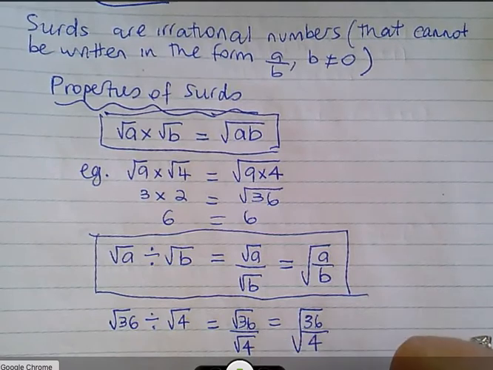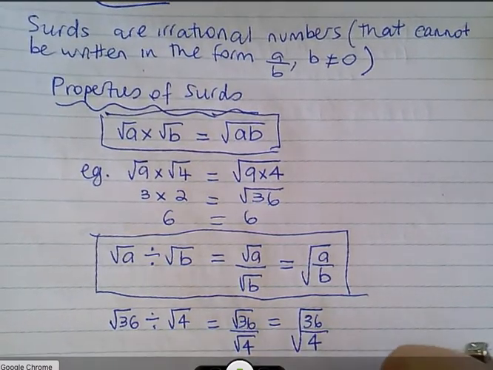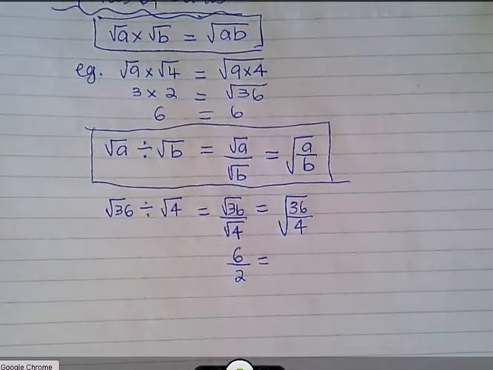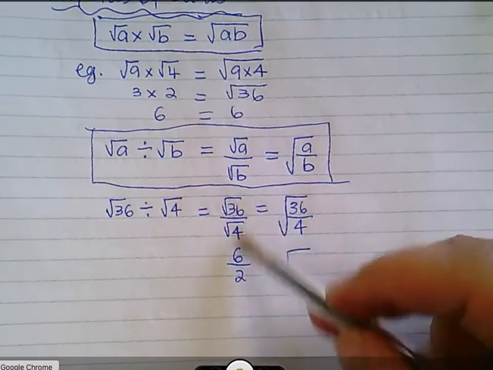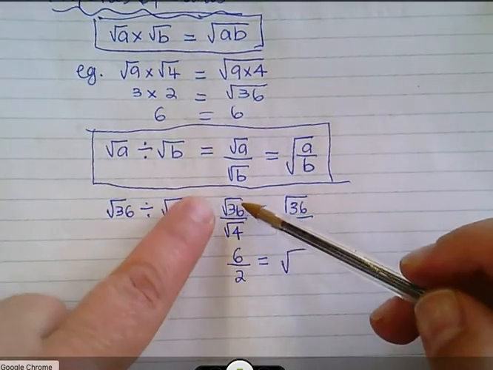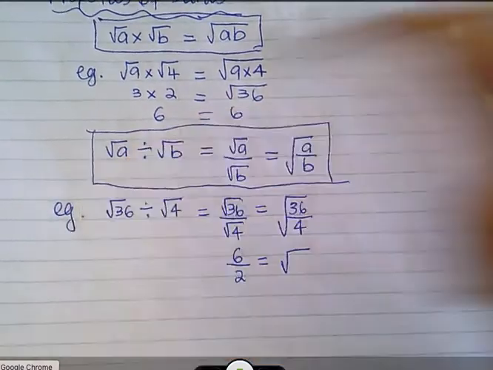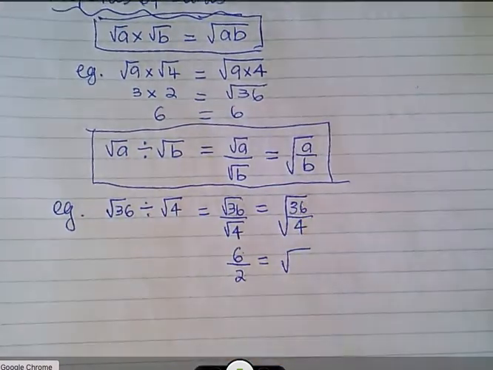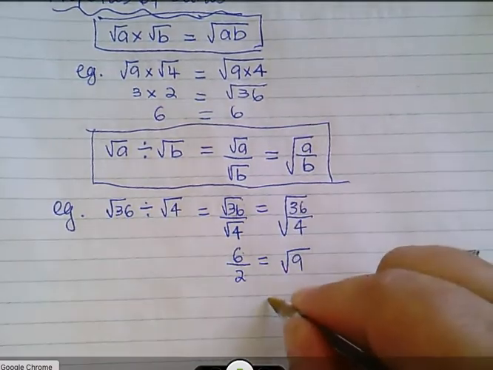Now let me just work out this side. The square root of 36 is 6, the square root of 4 is 2. And over this side, I'd be doing the square root of what? So in other words, you can do it this way: the square root of 36 is 6, the square root of 4 is 2. Or you could do it this way: 36 divided by 4 is 9, and just do the square root of 9, which is 3.